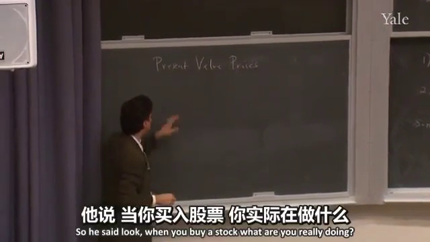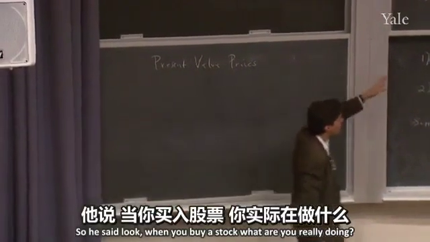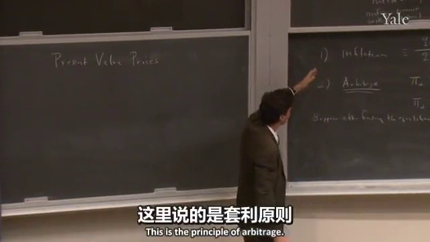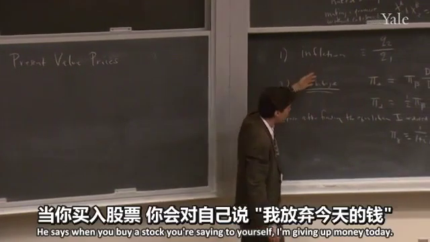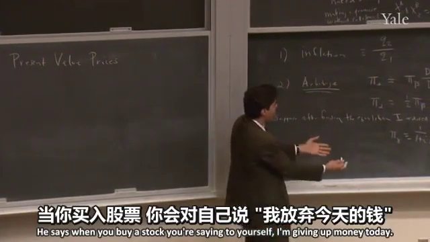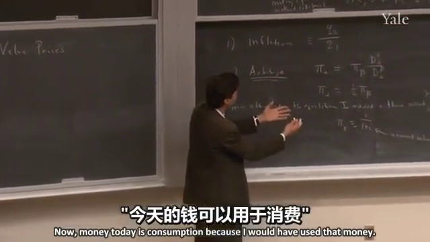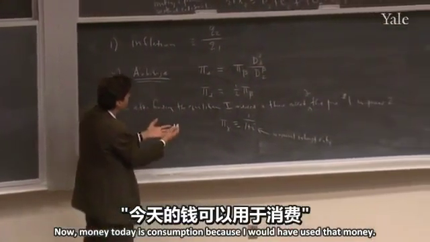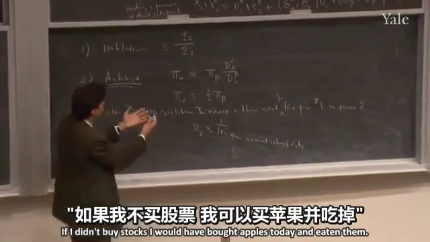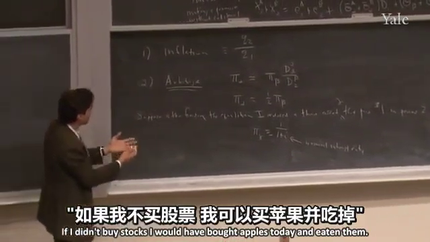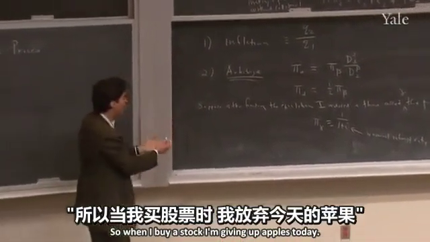Okay, so he said, look, when you buy a stock, what are you really doing? This is the principle of arbitrage. He says when you buy a stock, you're saying to yourself, I'm giving up money today. Now, money today is consumption, because I would have used that money. If I didn't buy stocks, I would have bought apples today and eaten them. So when I buy a stock, I'm giving up apples today.